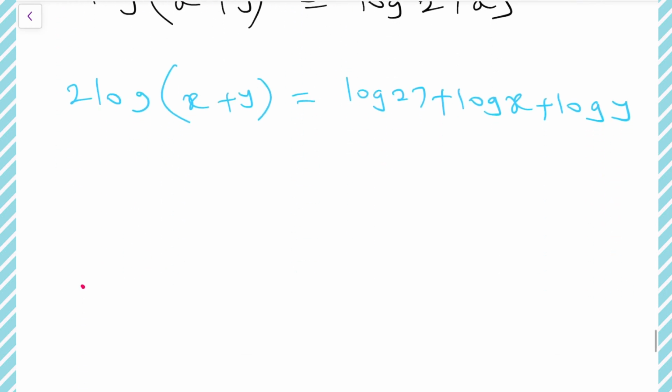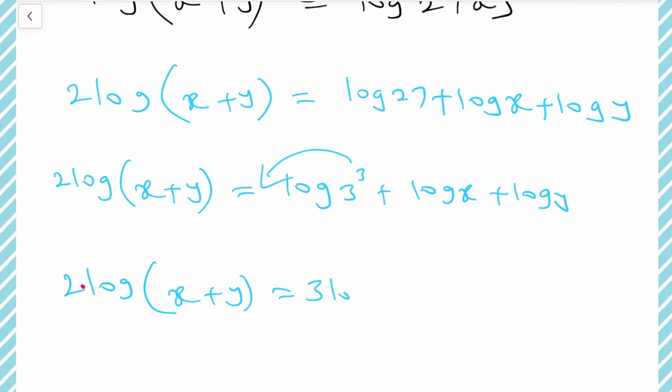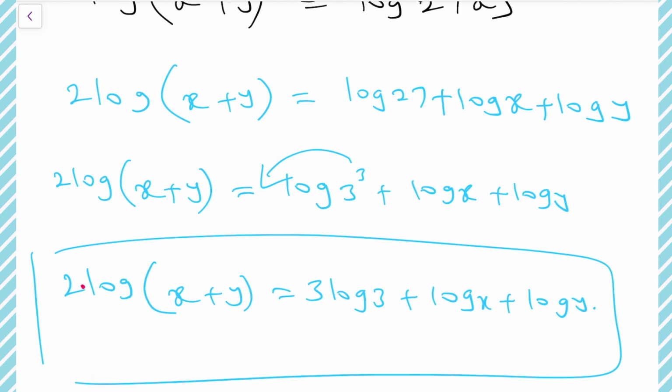Now left side I am not going to do anything because we cannot simplify further, so I am keeping it as it is. Now log 27 can be written as 3 cube, plus log x plus log y. Again left side as it is, 2 log of x plus y equals, this 3 will come to the front side, 3 times log 3 plus log x plus log y. Hence proved.